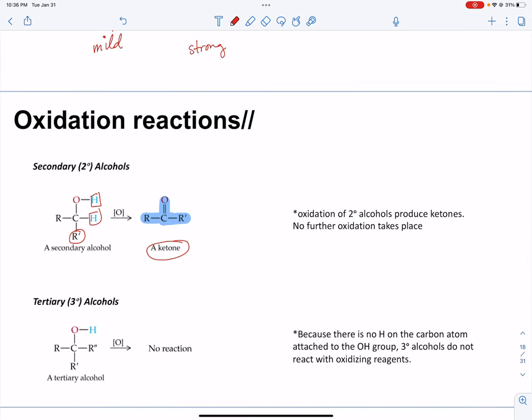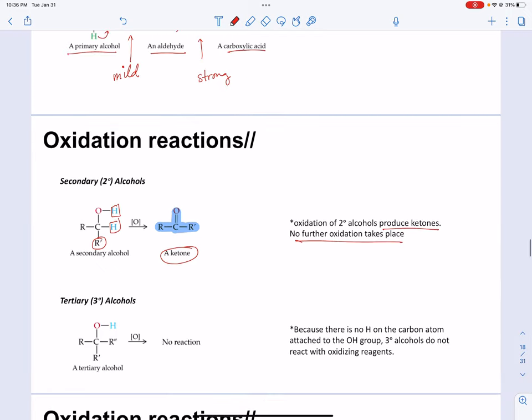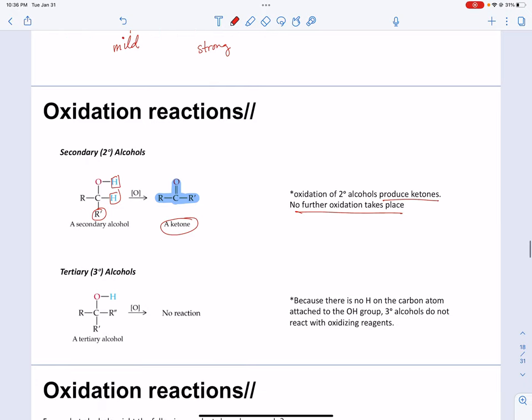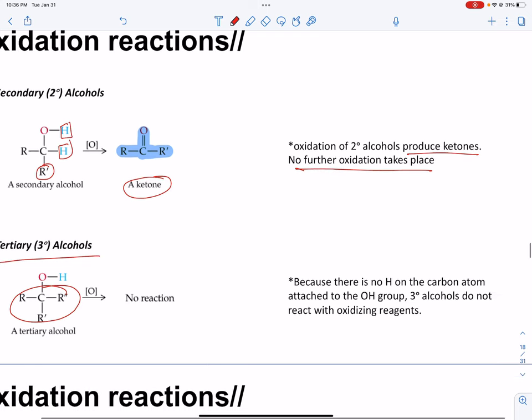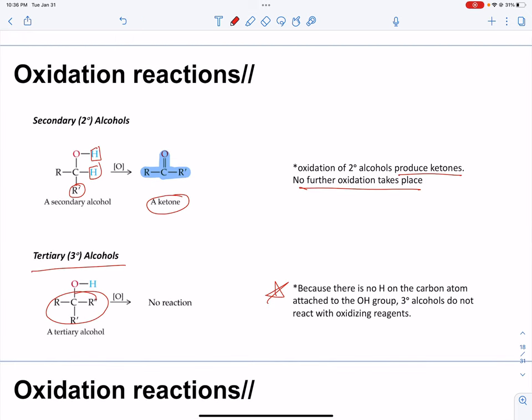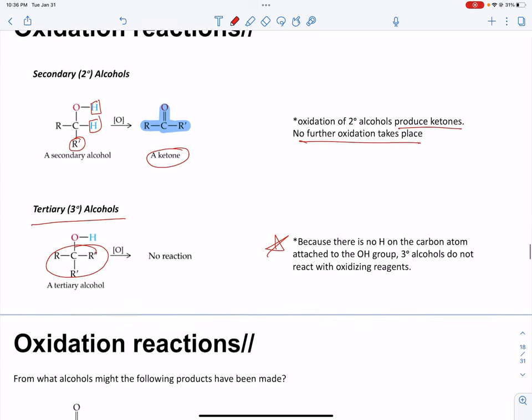What does our note say over here? Oxidation of secondary alcohols produces ketones. No further oxidation takes place, unlike primary alcohols. And then this is pretty simple. Tertiary alcohols, if you look at this carbon, it's a tertiary carbon. Because there's no hydrogens to pull off, they don't oxidize. All right, and that's what is being explained over here. No oxidation occurs, so you would just write no reaction, no change, no product, something like that.